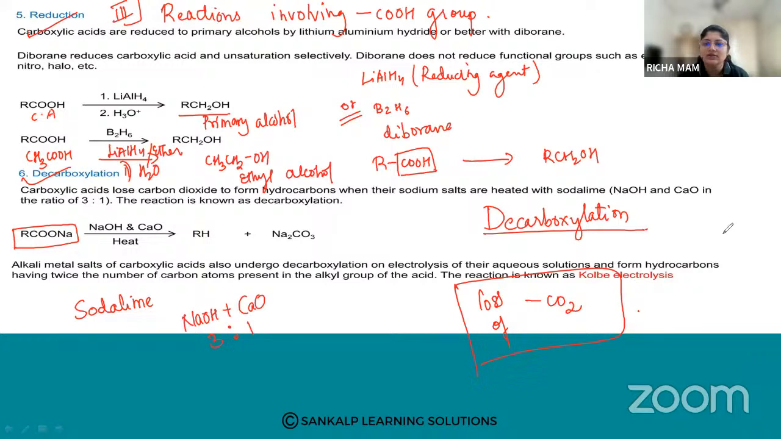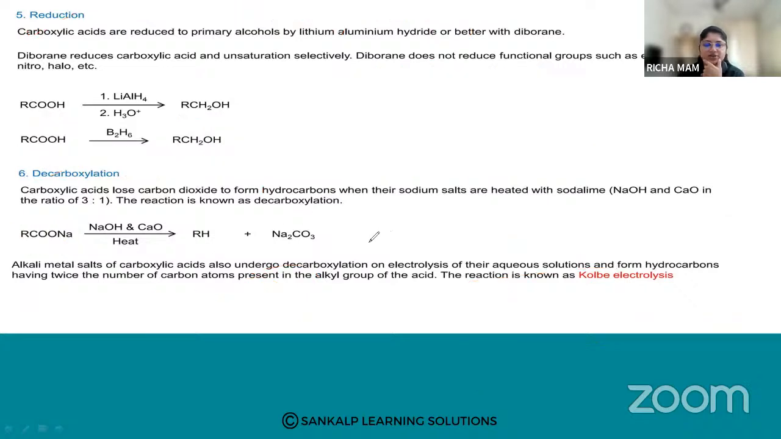This is the composition. So you have to take soda lime and the sodium salt of carboxylic acid, which are heated with soda lime. Soda lime is NaOH plus calcium oxide. What will happen? They will lose a molecule of carbon dioxide, and this reaction is called the decarboxylation reaction.